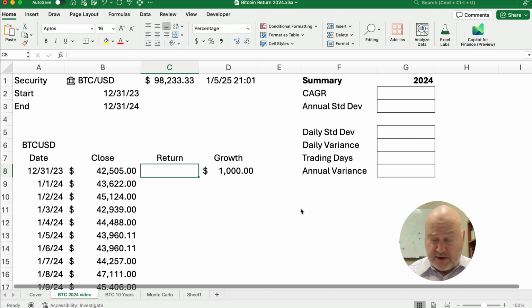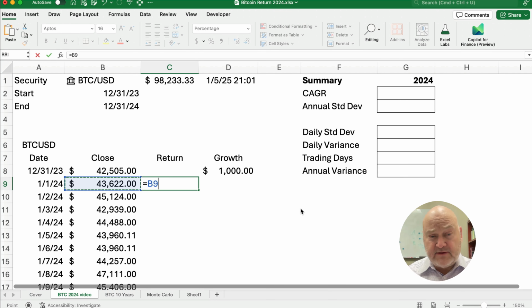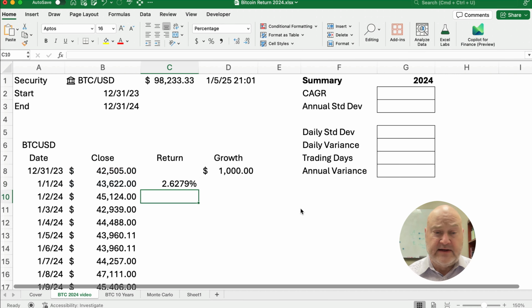Well, our return is going to be the 43,000 divided by the 42.5. We have a little return minus the 1 because we want just the rate of return, the increase or decrease. So we get something like 2.6279. So a little bit more than 2.5% return.